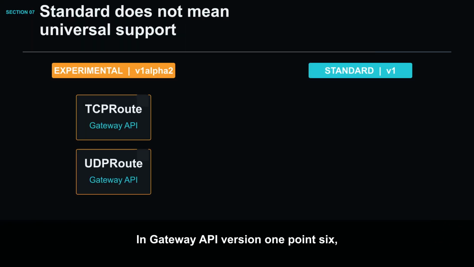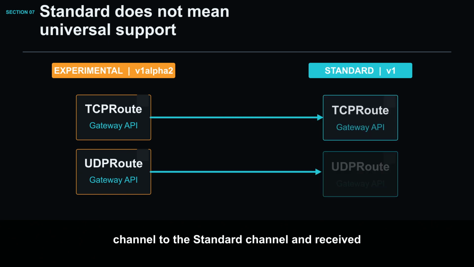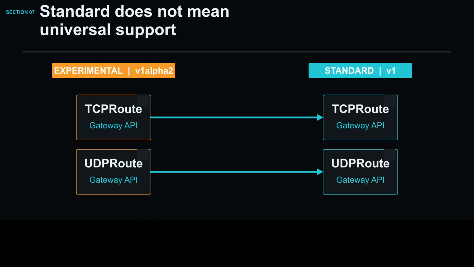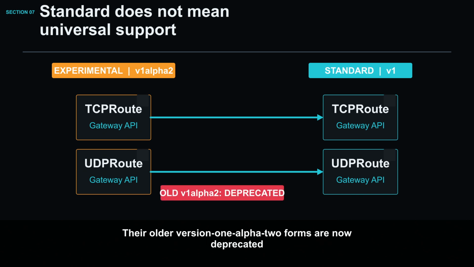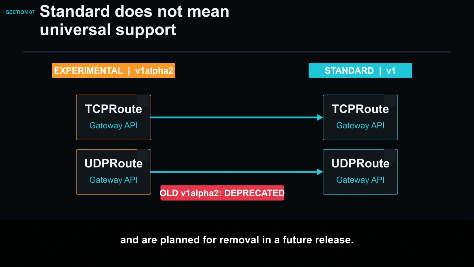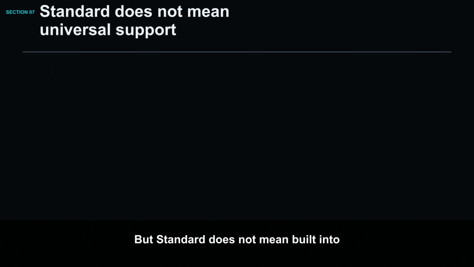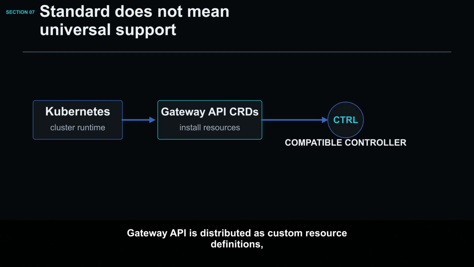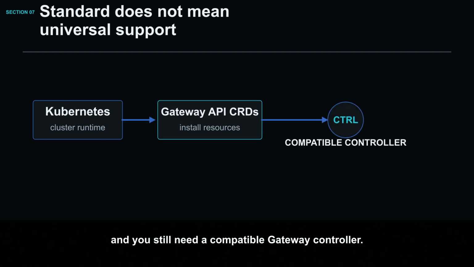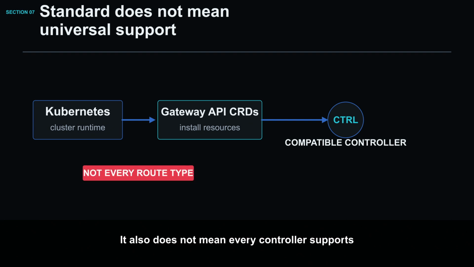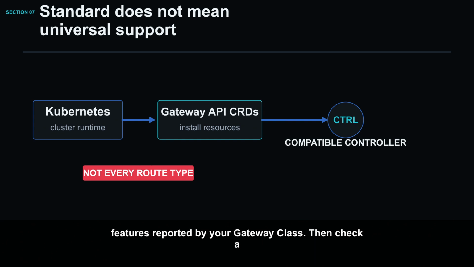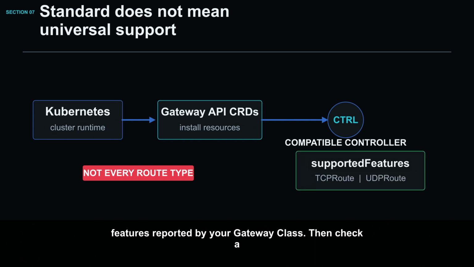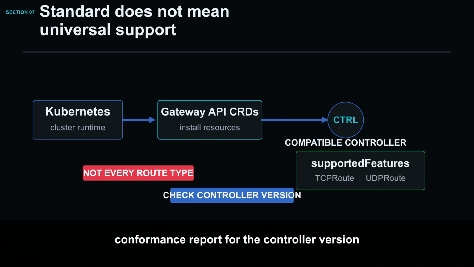In Gateway API version 1.6, TCPRoute and UDPRoute moved from the experimental channel to the standard channel and received the v1 API. Their older v1alpha2 forms are now deprecated and are planned for removal in a future release. But standard does not mean built into every Kubernetes cluster. Gateway API is distributed as custom resource definitions, and you still need a compatible gateway controller. It also does not mean every controller supports every route type. Before using this in production, check the supported features reported by your GatewayClass, then check a conformance report for the controller version you actually run.